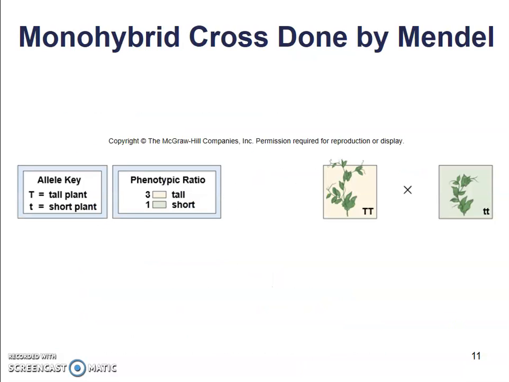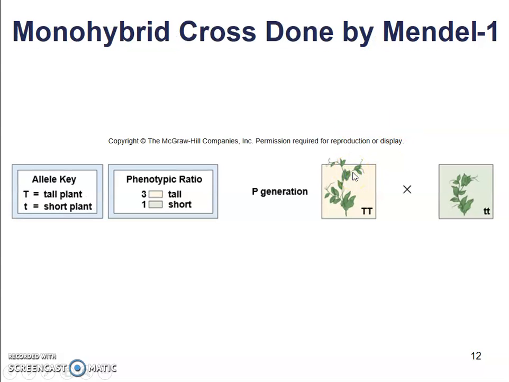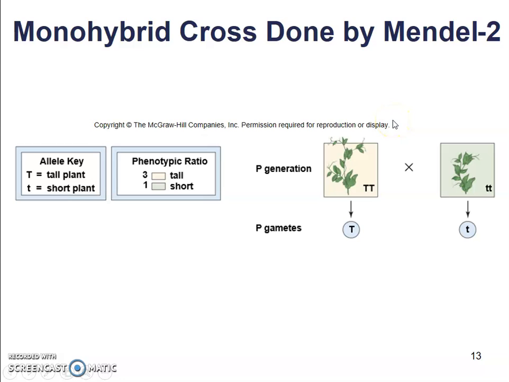So here is one of the monohybrid crosses done by Gregor Mendel. This is a true breeding tall plant, meaning if it is left to self-pollinate, every single plant that it makes will be tall, and every single plant that those plants make will be tall. And the same is true for this short one. It is going to produce all short offspring, and its offspring will produce all short offspring. So these are both true breeding. That's the P generation, the parental generation.